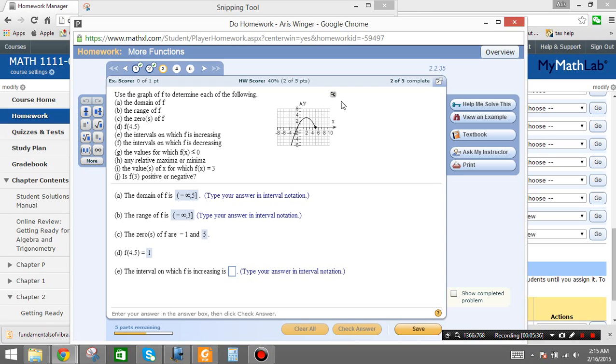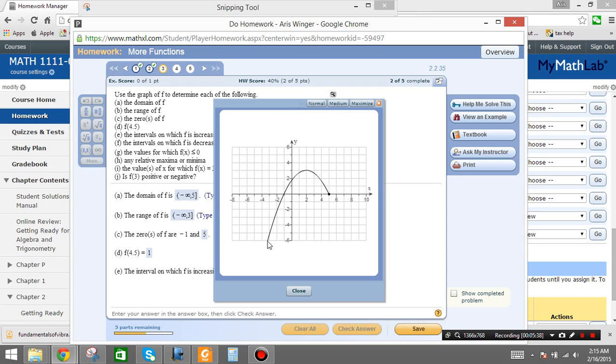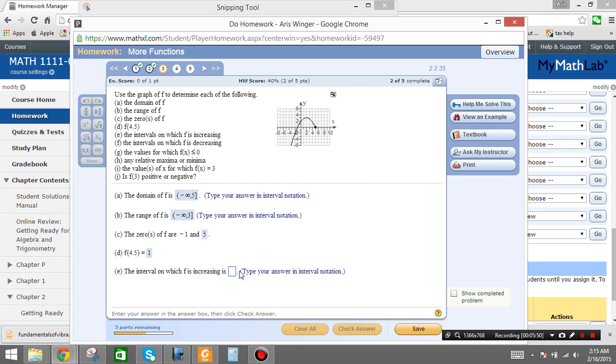The interval in which f is increasing, where is it going up? Again, looks like it's from minus infinity up until that number 2. It looks like it's going up. Minus infinity to 2. Do not include the 2, so no brackets there.